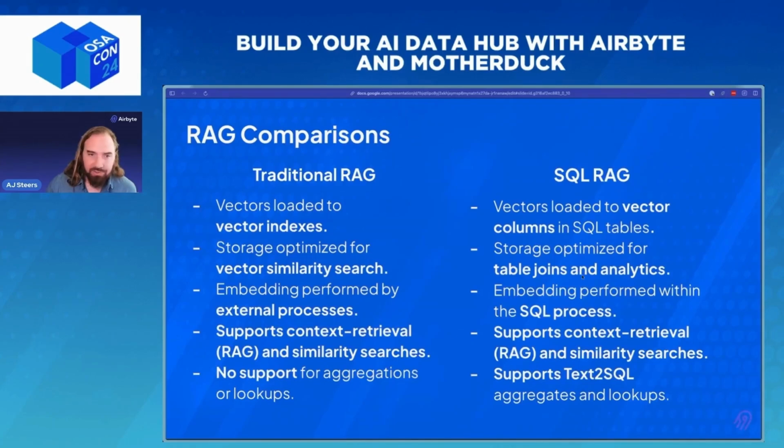So as I mentioned, there's some differences here. I'll just call out that text-to-SQL aggregations and lookups are super huge. That question where I asked, what are the top domains? RAG could never answer that because RAG doesn't work that way. It's not good at counting things or looking things up, but SQL is great at aggregates and it's great at lookups.